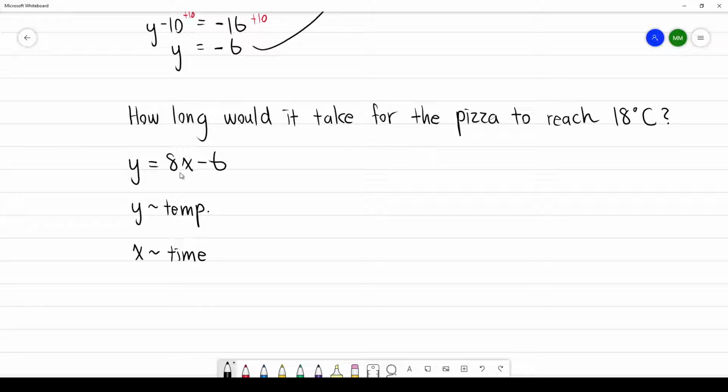So y, 18, I plug it into here. So 18 is equal to 8x minus 6. So I can just add 6 on both sides. And I get 24 is equal to 8x, divide by 8.